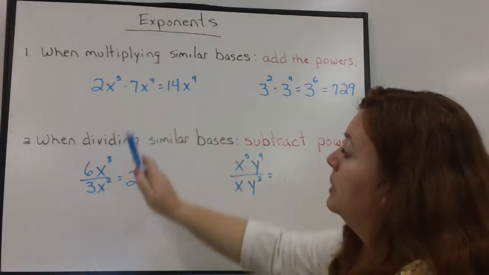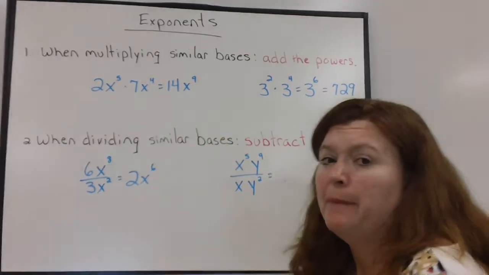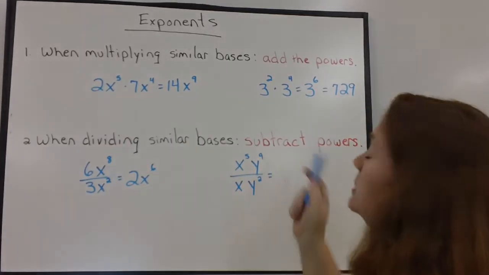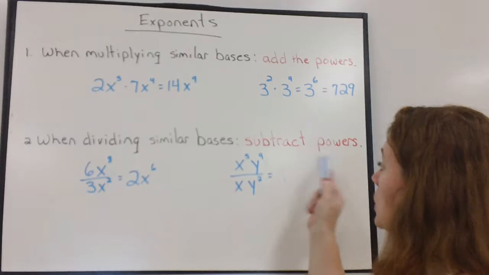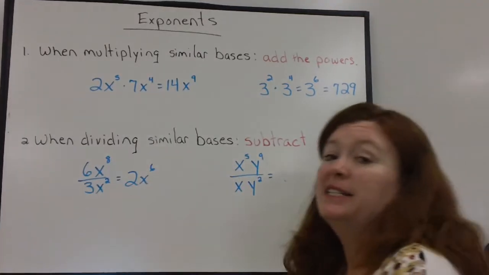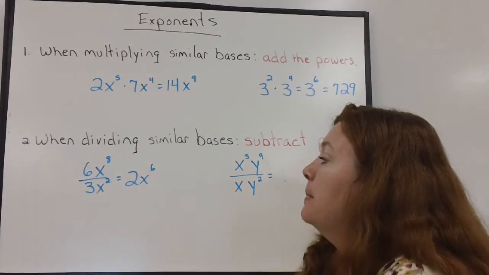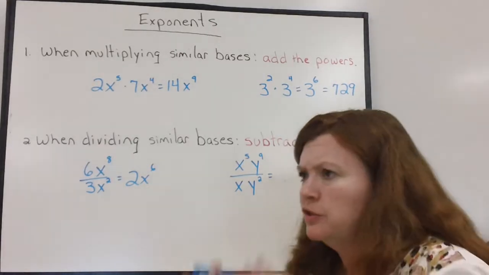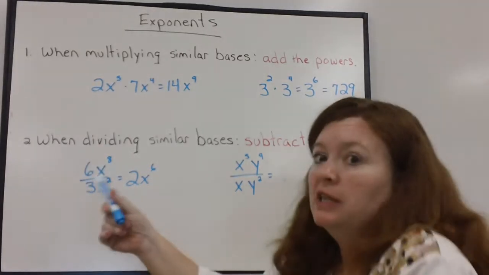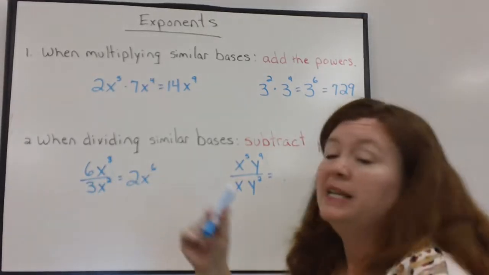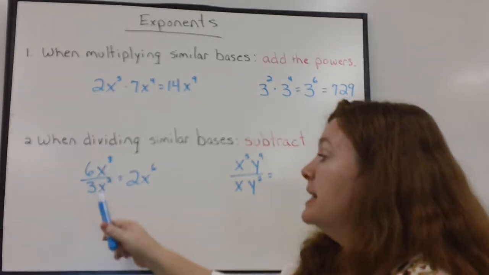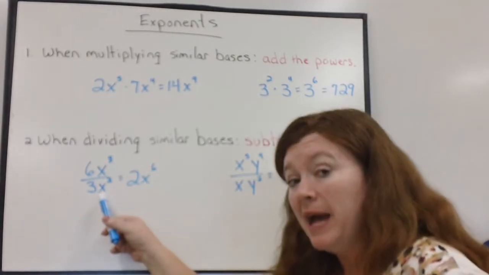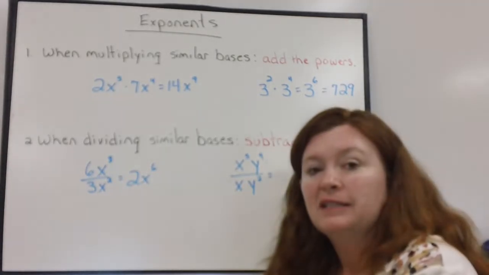All right, when dividing. So first we had multiplying. Now what we're going to do is take those same bases and divide them. What happens? Well, we subtract the powers. So here's an example. I'm going to divide 6x to the 8th by 3x to the 4th. Now, 6 and 3, they're not powers or anything, they're just numbers. So you're still dividing them. 6 divided by 3 is 2. X to the 8th, divide by an x to the 4th. Now I'm going to subtract the powers and get an x to the 4th.